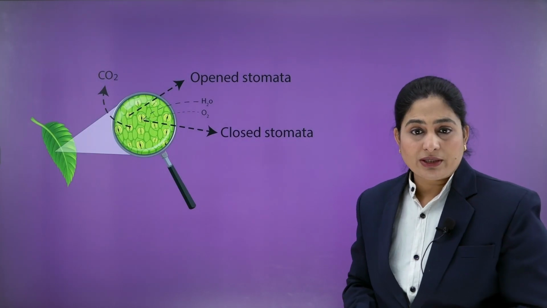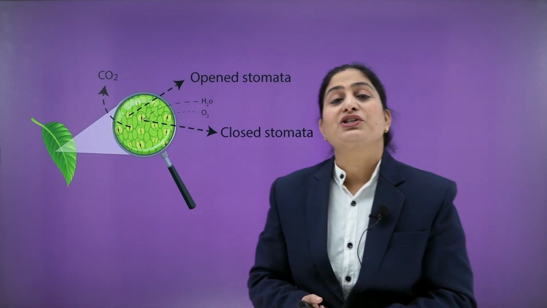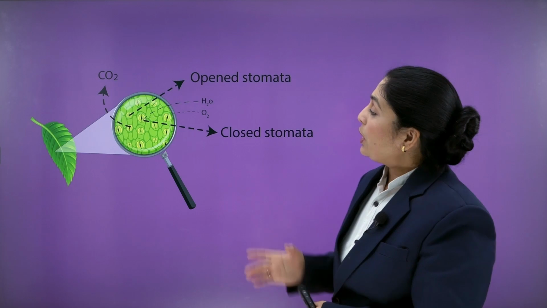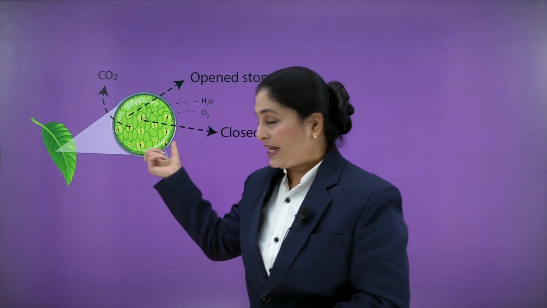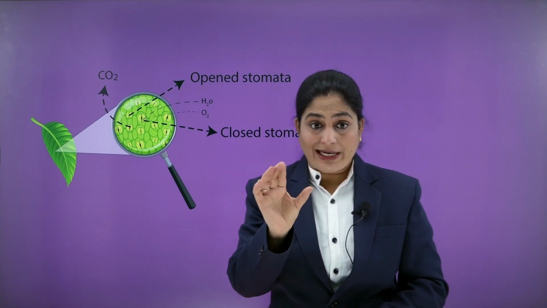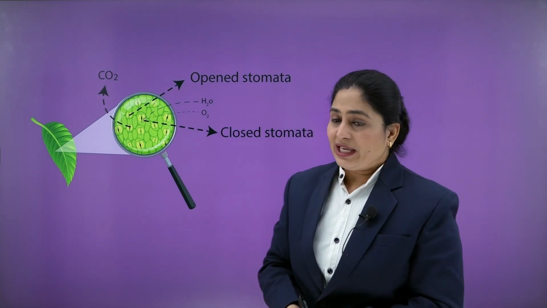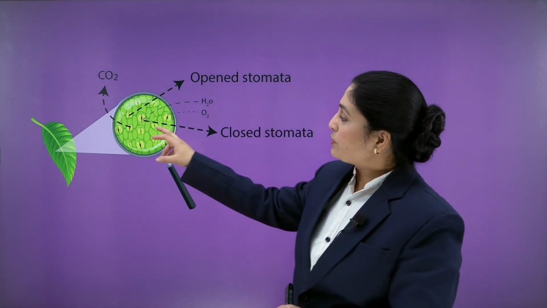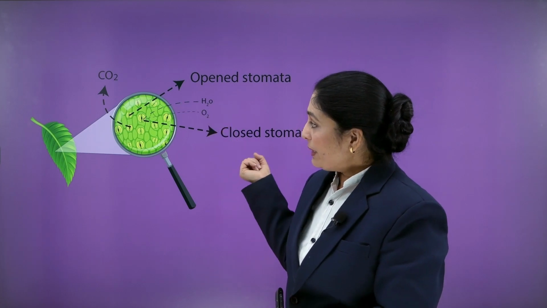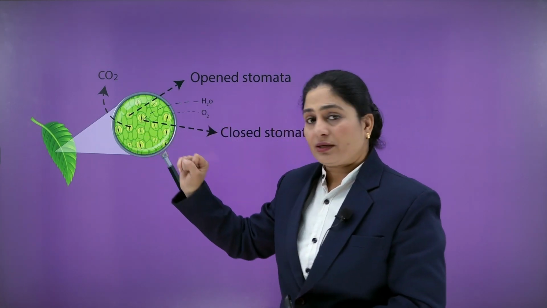Let us move further and talk about how gaseous exchange takes place on the surface of a leaf. Here I have a leaf, and if I view it with a hand lens, that means microscopic vision, we can see certain openings. We call them stomata. Here you can see two types of openings. One is the open stomata and the other is the closed stomata.